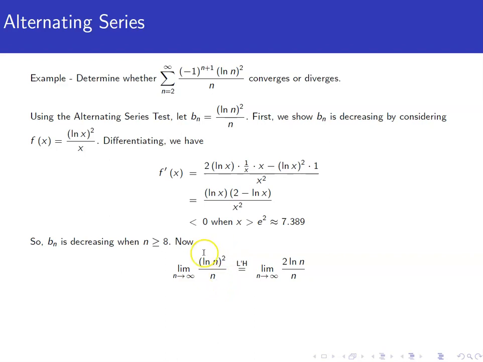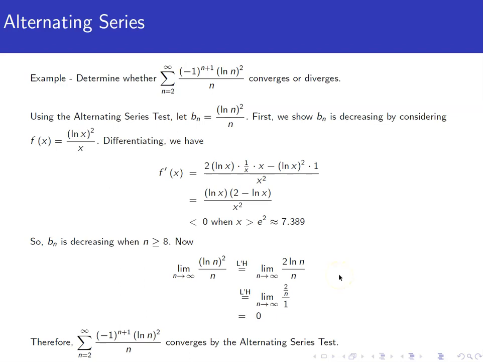The derivative of the top will be 2 times log n times 1 over n. The derivative of the bottom will just be 1. So when we simplify, we get 2 log n over n. Do L'Hopital's rule again. The top is 2 over n and the bottom is 1 for our derivatives, and certainly that goes to 0. So again, since we've got the non-alternating part of the series, the terms decrease eventually and the limit is 0. That tells us that the series converges by the alternating series test.